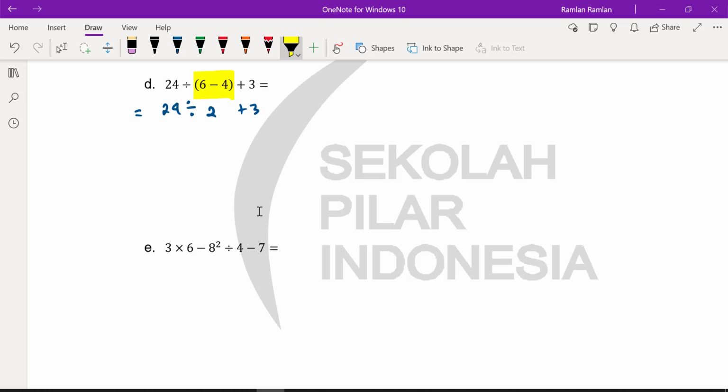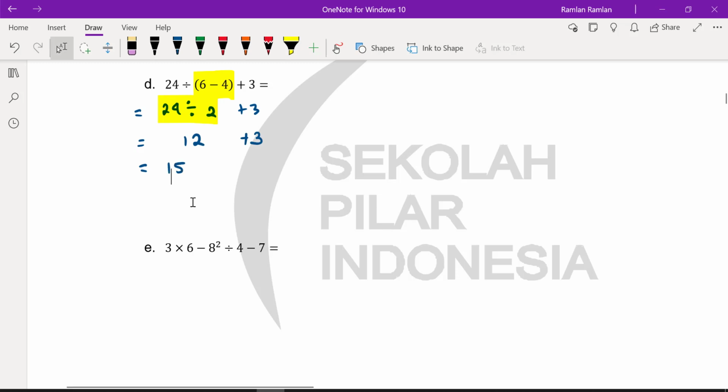Okay, the next one here we have a division, right? So we do this first, division, and then we add them. So there'll be 24 divided by 2 is 12, exactly below it, and then plus 3, we haven't done anything with this, so rewrite them again, okay? And then the last one is 12 plus 3, which is equals to 15.